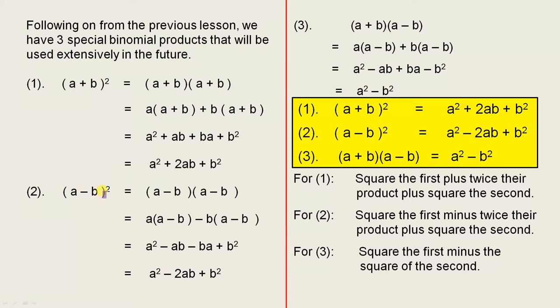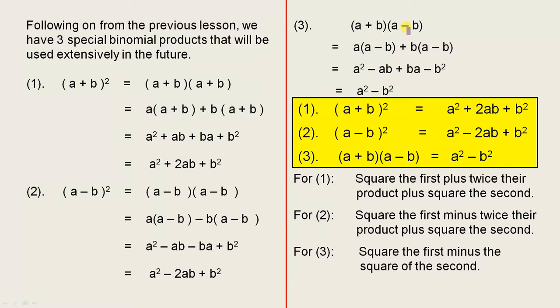Then we have (a - b) all squared. So we follow through the same procedure. Squared means you multiply it by itself, then you break it down like that, you remove the grouping symbols, you collect the like terms. So this is our second special binomial expansion, and this is the third one.